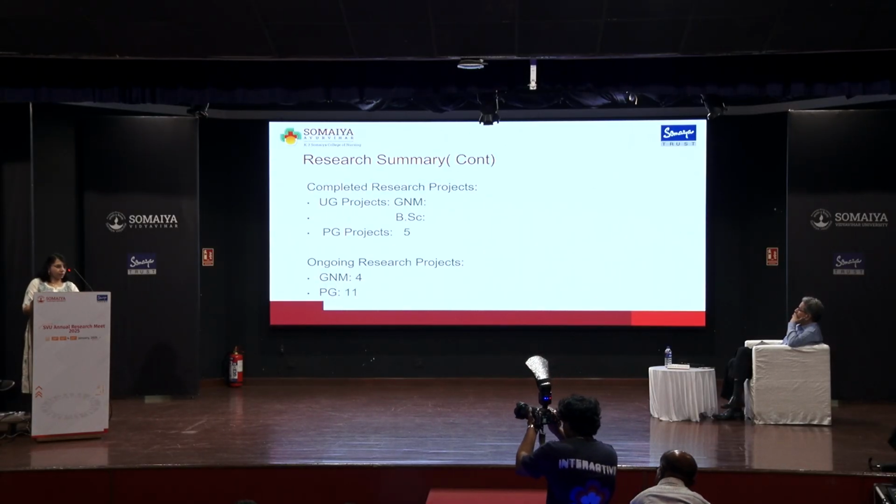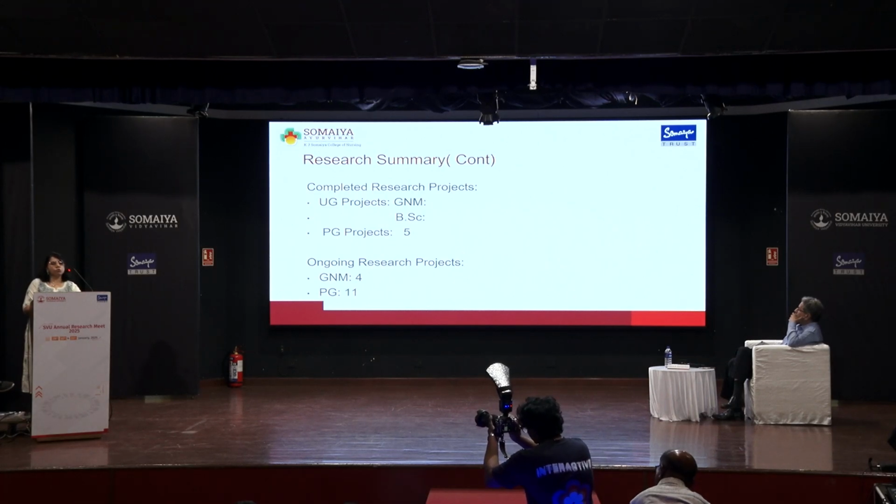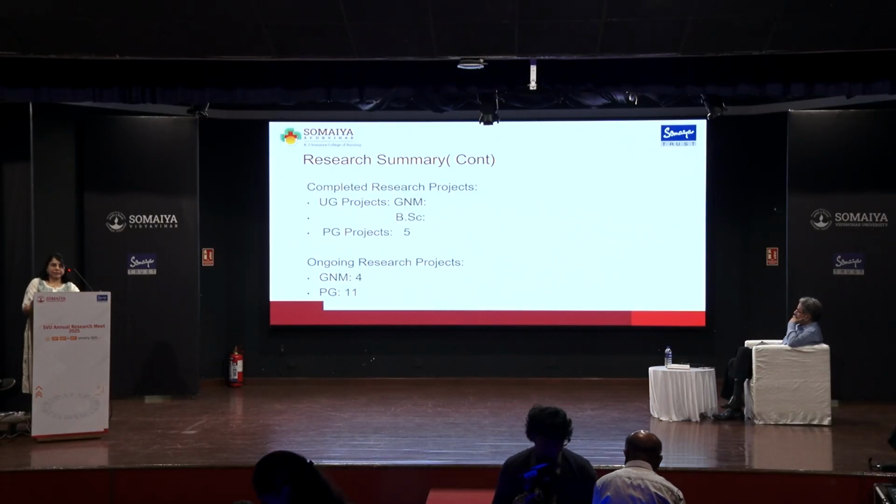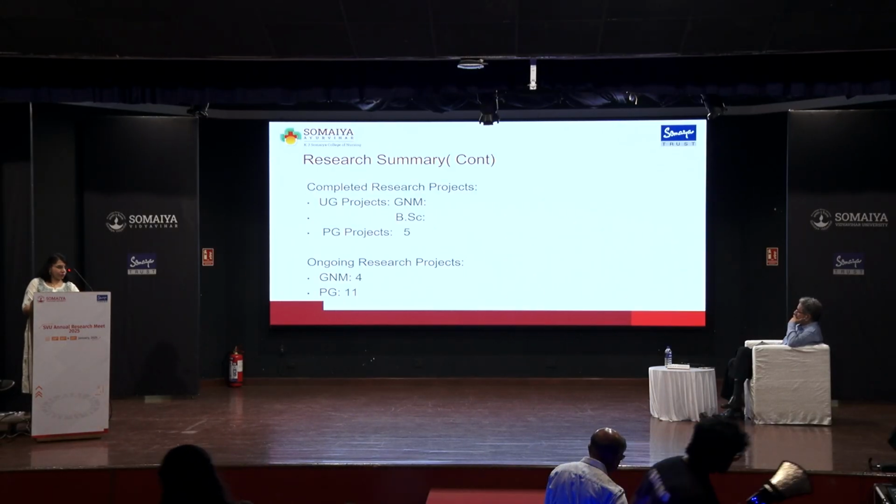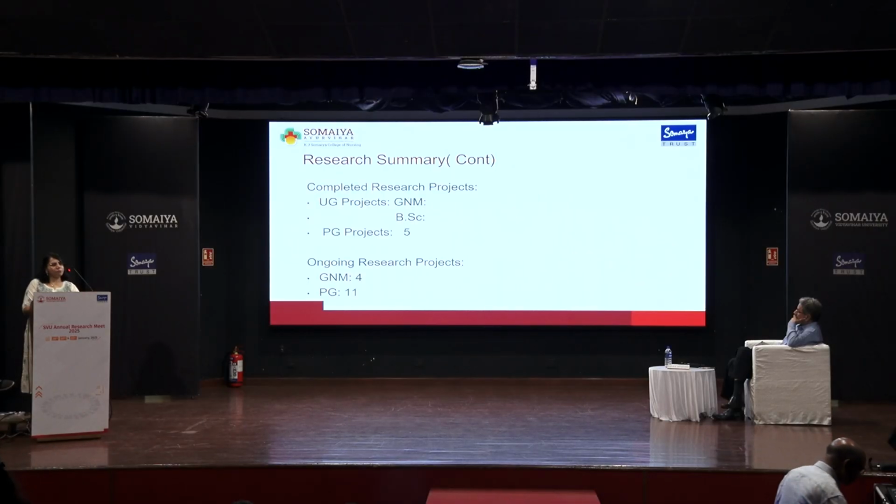The total number of UG GNM projects we have completed is 60. BSc projects which we have completed in the last 5 years is 25. And there are 5 PG projects which have been completed. And at present, there are 4 GNM, that is diploma projects, which are going on, and 11 postgraduate projects which are going on.